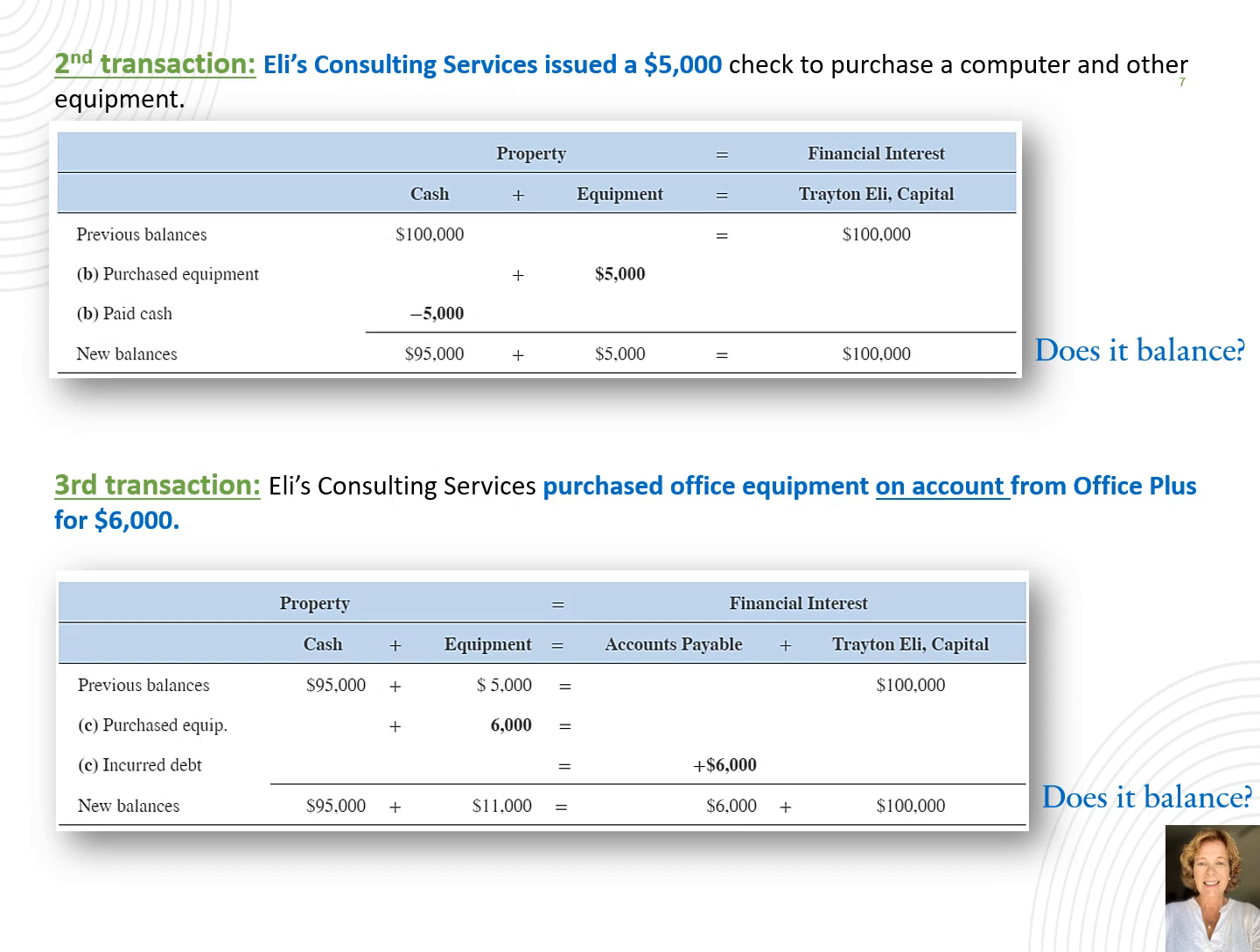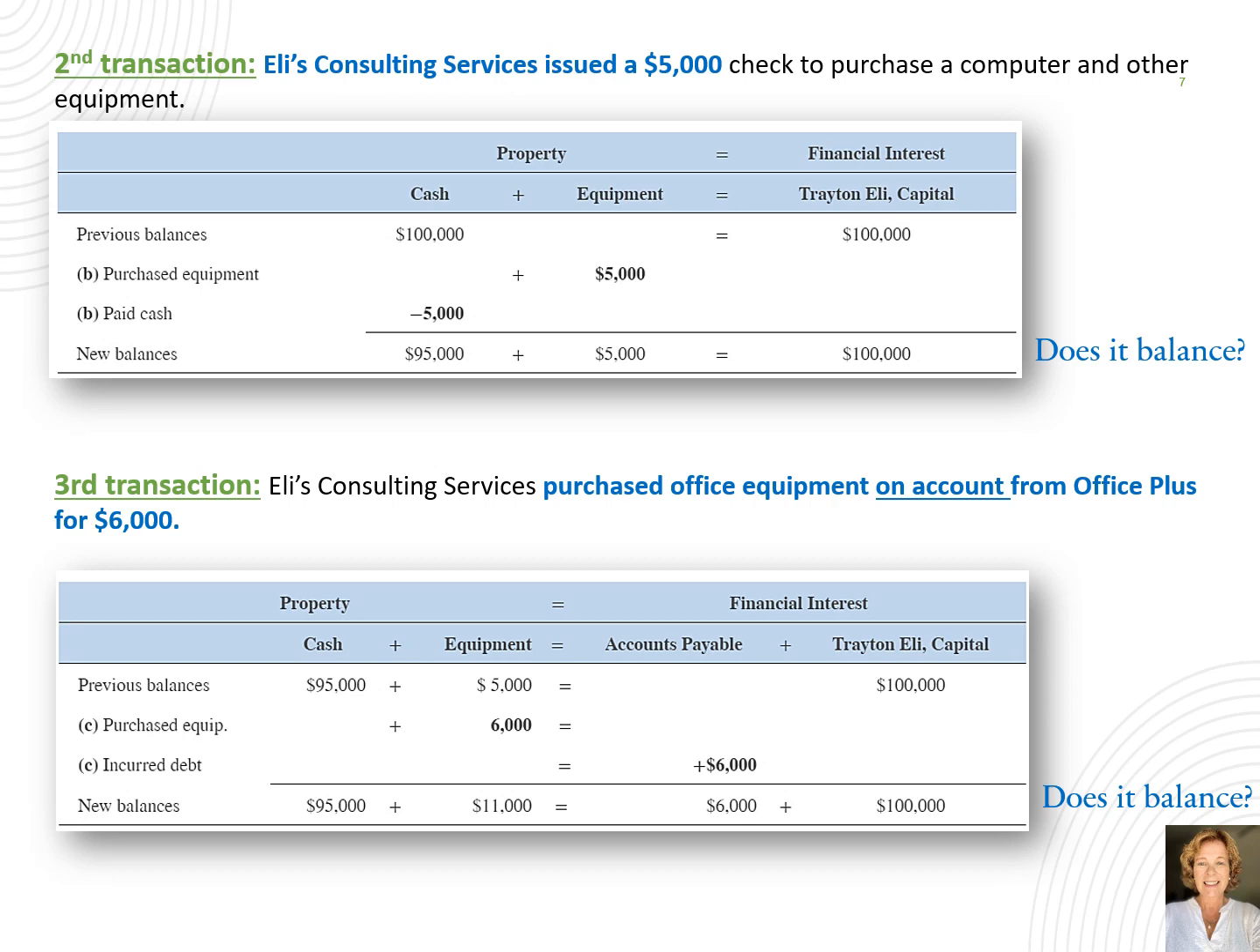Let's look at the third transaction. For our third transaction, we'll analyze the following transaction. Eli's Consulting Services purchased office equipment on account from Office Plus for $6,000. Buying on account means that you don't pay the full amount right now. However, we have to keep track of the amount owed and the equipment purchased.